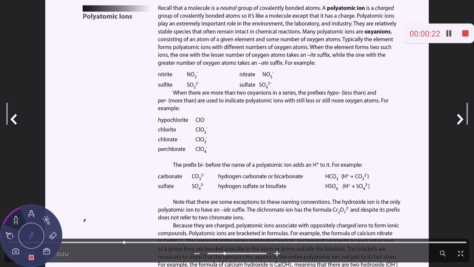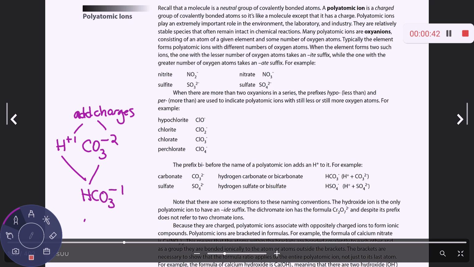If you've got a hydrogen attached to carbonate, when you bring these two things together, what happens is they add the charges together. So a positive 1 and negative 2 would be a negative 1, agreed? So you would get HCO3 negative 1.